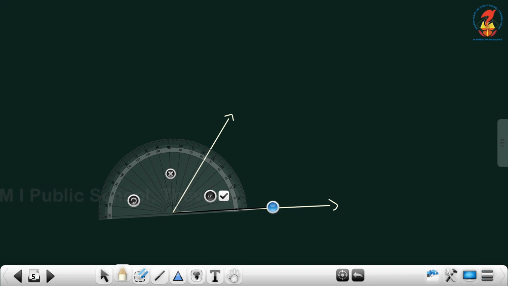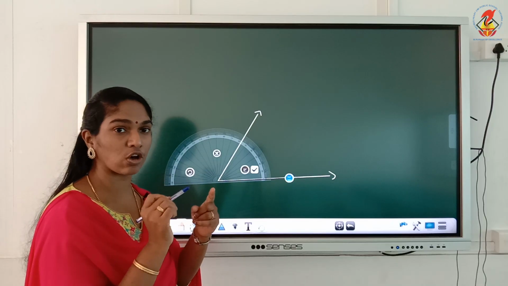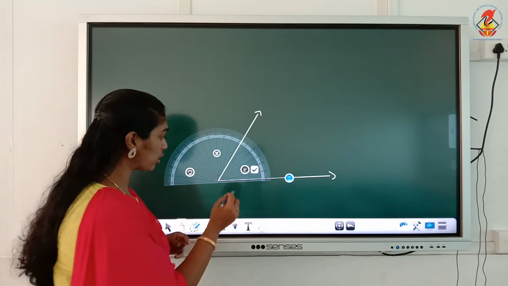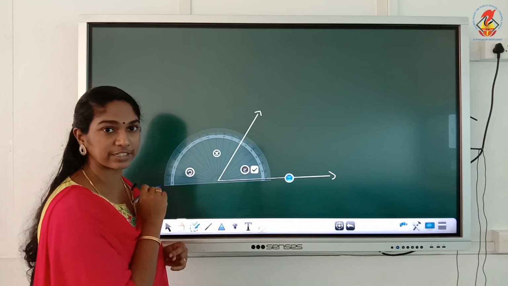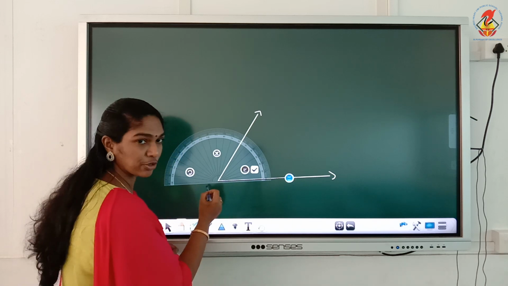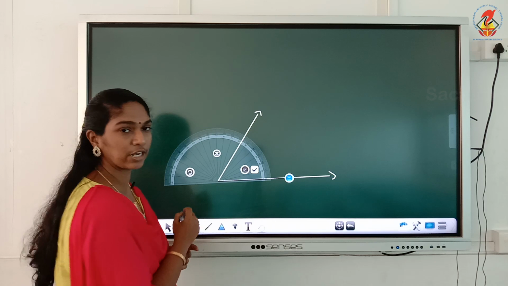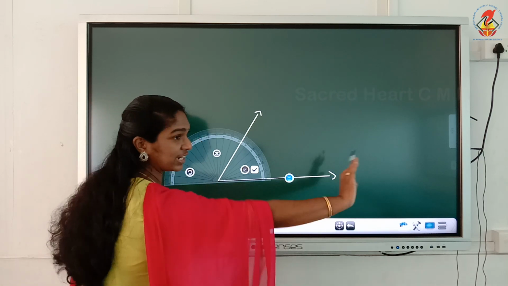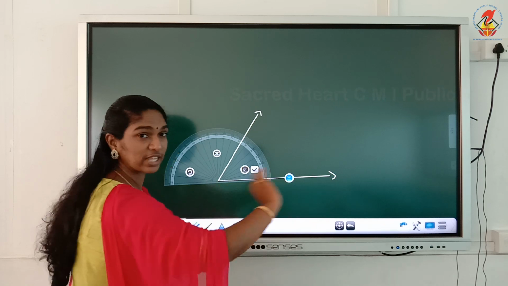See, this is how I am adjusting. This is the meeting point of the vertical line and the horizontal line in your protractor. That meeting point should come on the vertex of the angle, and that baseline in the protractor should come on top of the baseline on which you have drawn. Now you can see this baseline is going to that direction.